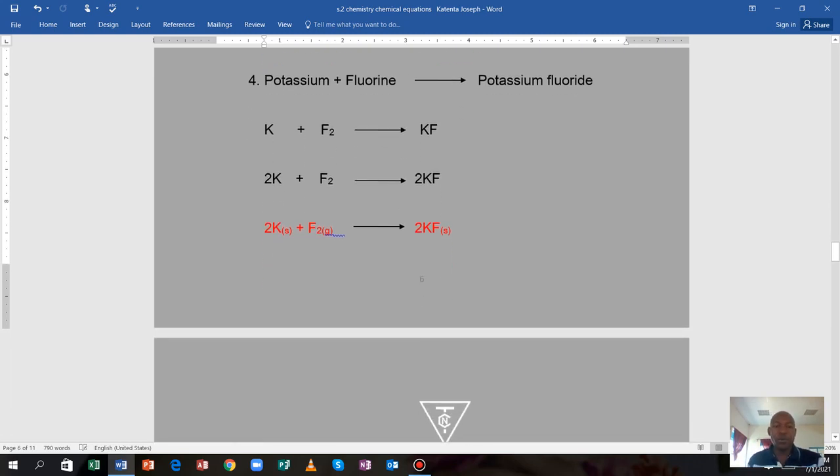Our fourth example will be the reaction between potassium metal and fluorine gas to form potassium fluoride. Potassium, don't forget fluorine is diatomic, so F2. The formula of potassium fluoride is KF, because remember the valence of potassium is 1 and the valence of fluorine is 1.